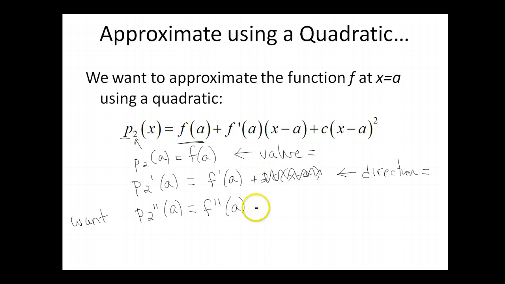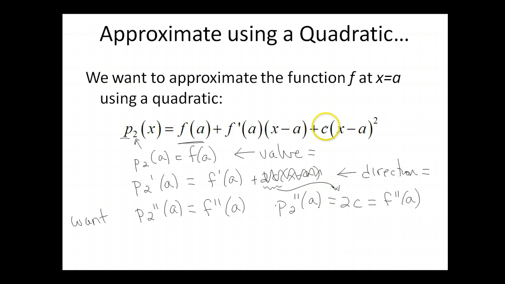So P2 double prime at a, first of all, this first term would be 0. We would have 2c, because it would be the stuff in front of the x right here. Then you would evaluate it at a. There's nothing to plug in, so it's just 2c. We want this to equal f double prime at a.